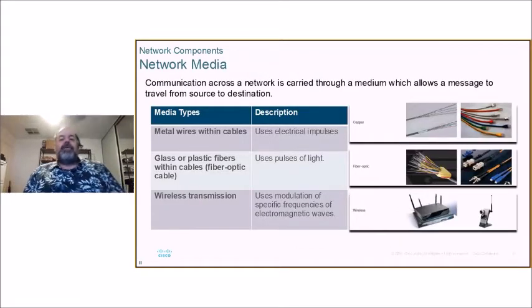All right, so network media. Communication across a network is carried through a medium which allows a message to travel from source to destination. The major types are copper cables, like the Cat5 and Cat6 cables that we use. Fiber optics is another option, using glass or plastic fibers, and of course they use pulses of light instead of electricity. And then there's wireless, which uses the air as a medium and sends modulated signals through the air as electromagnetic waves.